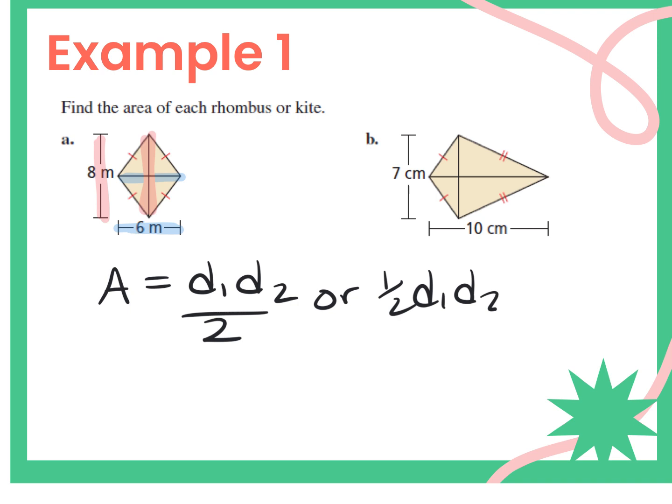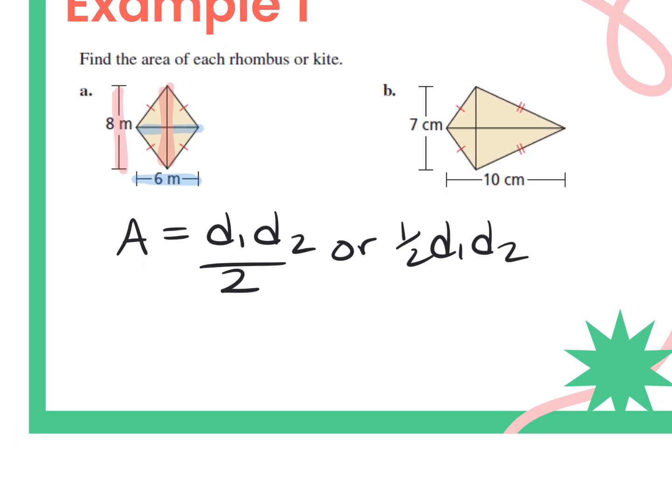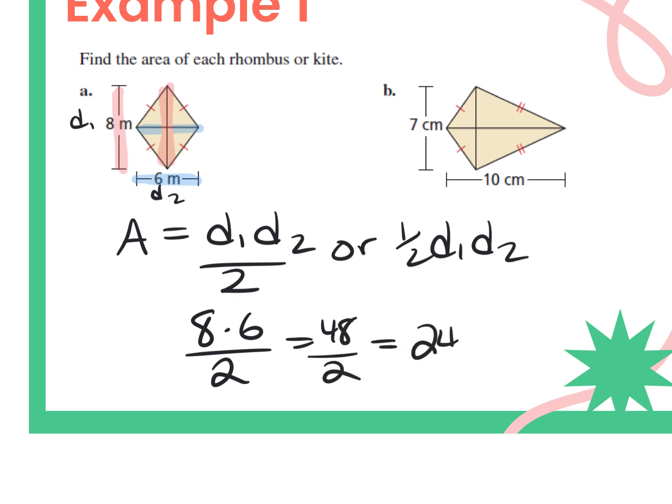This will be the formula for a kite as well. So my diagonal 1, it doesn't matter which one is which. I could say this one's diagonal 1, this one's diagonal 2. It really doesn't matter because multiplication is commutative. So 8 times 6 is 48. Divide that by 2, and it's 24 meters squared. That would be the area of that rhombus.